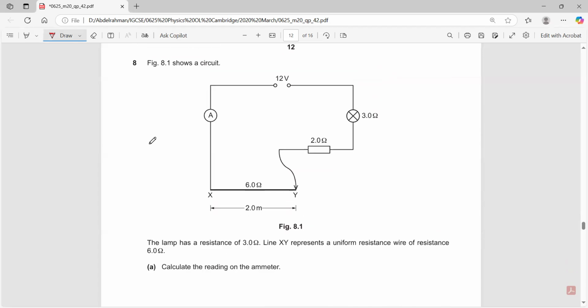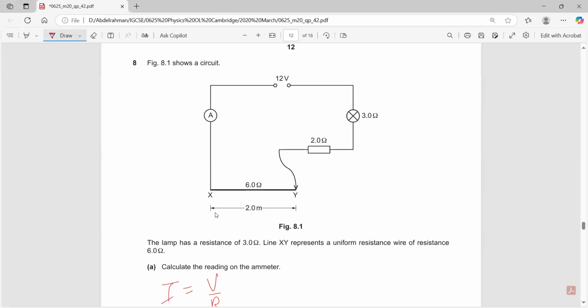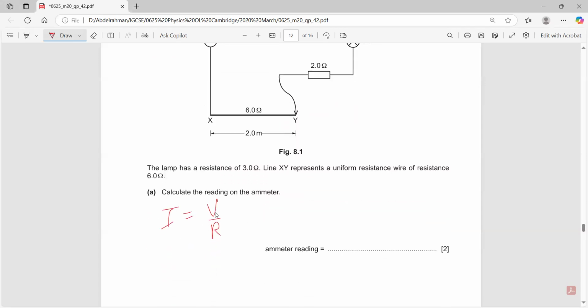Yes, I equals what? I equals V over R, right? The voltage is 12 volts. What is the total resistance? 3 plus 2 plus 6, right? The total resistance is 3 plus 2 plus 6. Why? Because they are all in series. So 12 over 3 plus 2 plus 6, or over 11. 12 divided by 11 is 1.0909, 1.1 amperes, right? 1.1 amps. So far, so good.